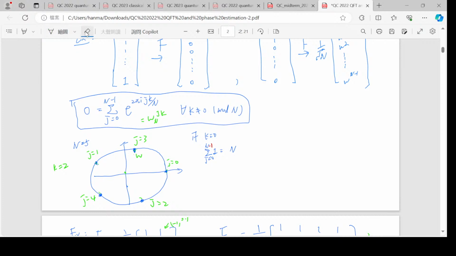And maybe let's do one more, k equal to 3. So j equal to 1 will be here, then 1, 2, 3. j equal to 2 will be here, then 1, 2, 3. j equal to 3 is here, then 1, 2, 3, and j equal to 4 is here. So you see, it's always evenly spaced out points on a circle, and that's why they always sum to 0.